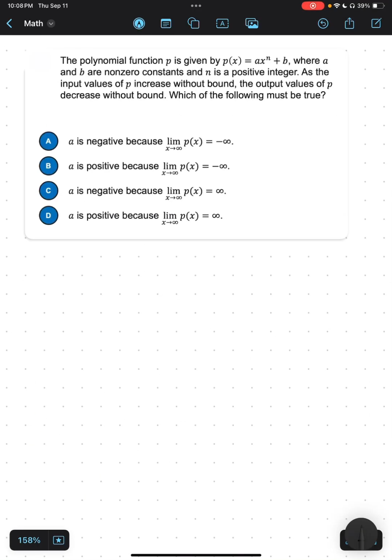What this equation is saying is the polynomial function p is given by p of x equals ax to the power of n plus b, where a and b are non-zero constants and n is a positive integer. As the input values of p increase without bound, the output values of p decrease without bound. So which of the following must be true?